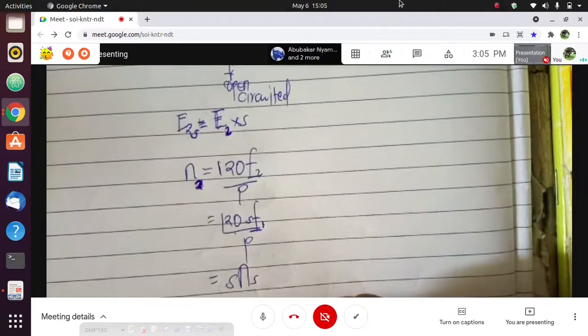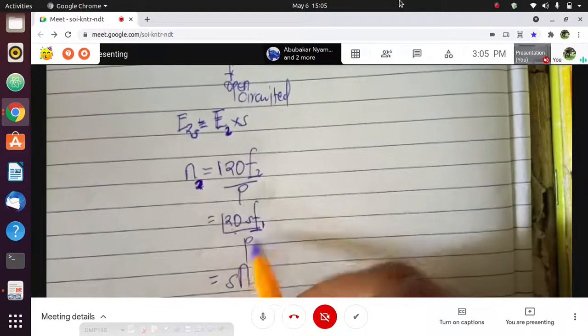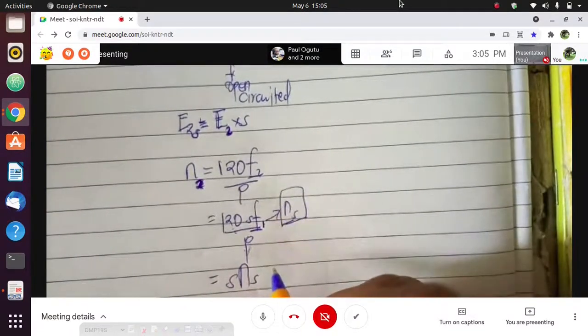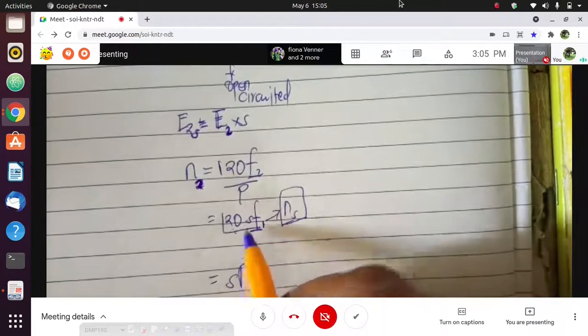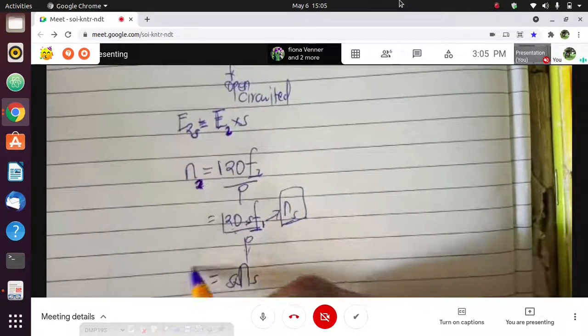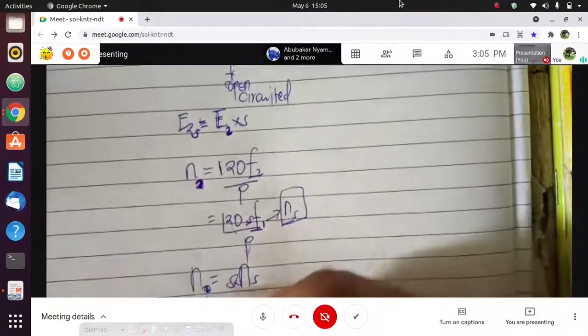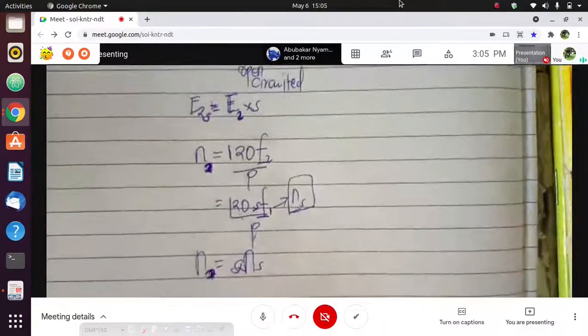When you take 120 times the stator frequency divided by the poles, this will give you the synchronous speed of the rotating magnetic field in the air gap, ns, and times s, the slip, which will now give you the speed of the rotating magnetic field in the rotor circuit with respect to the movement of the rotor.